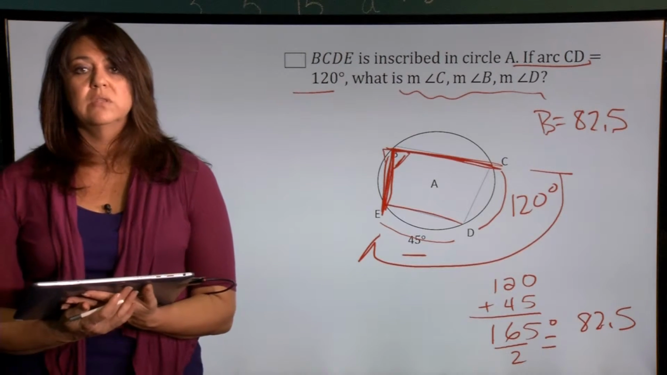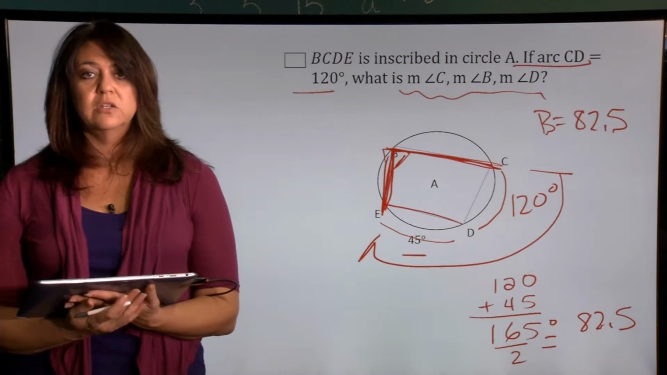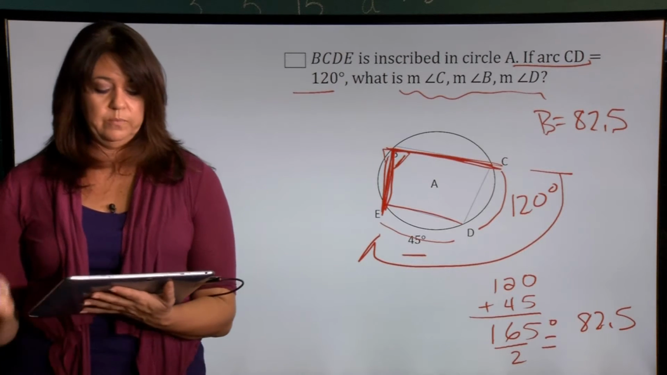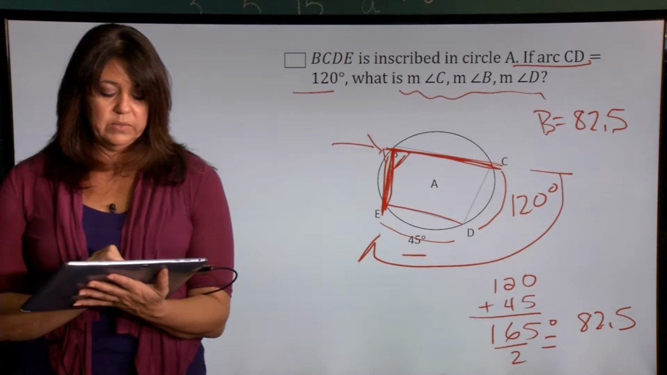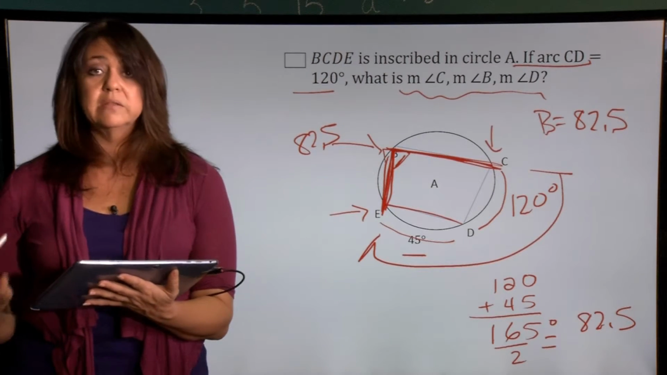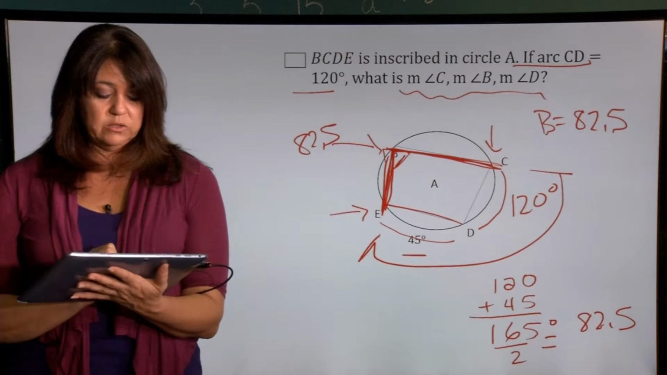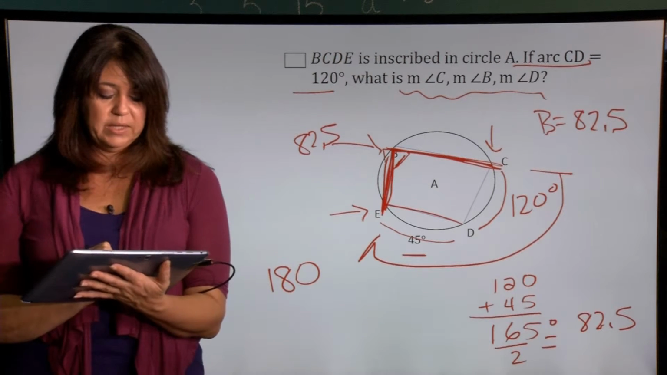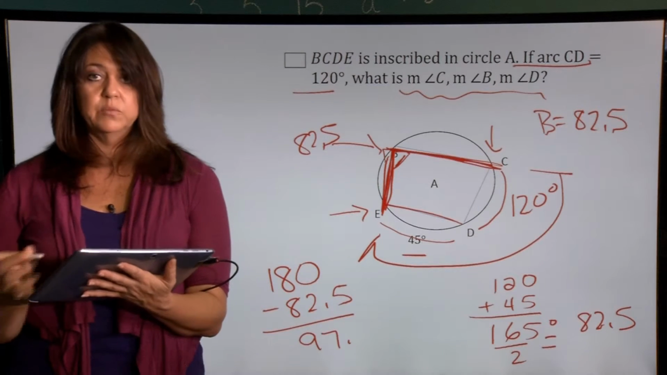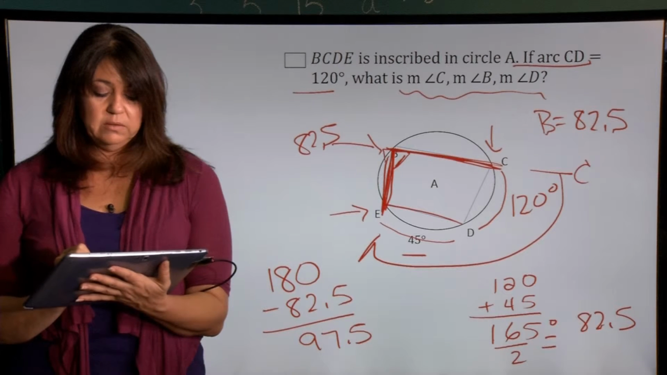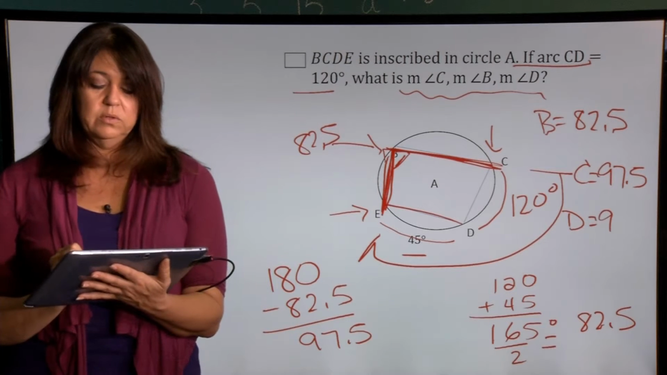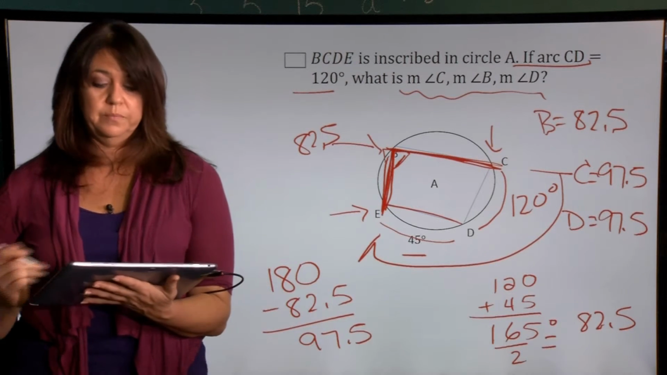Now, I can use the theorem that states that the consecutive angles are supplementary to help me find the measures of the other angles. So if I know that B here is 82.5, and that is supplementary to E and supplementary to C, then I can subtract 180 minus 82.5 equals 97.5. So angle C is 97.5 degrees, and angle D is also 97.5 degrees.